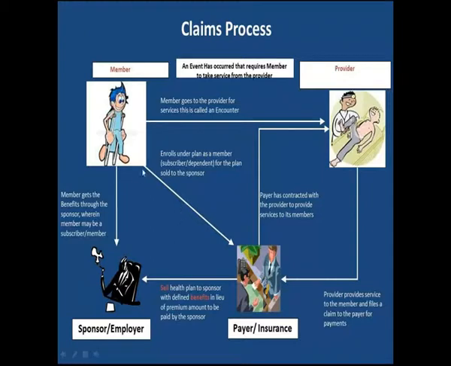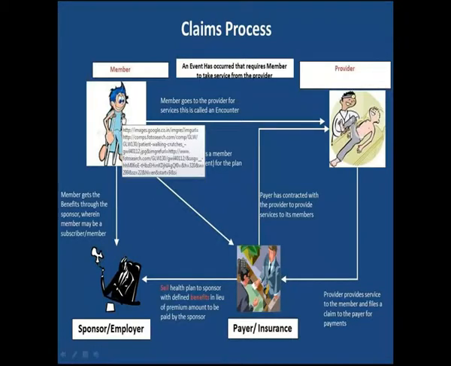And at the same time, you can see the relation between the member and the insurance company: the member is enrolled under a plan as a member, subscriber or dependent for the plan sold to the sponsor. So if the doctor is submitting this claim, the member should be enrolled with this insurance company, and even the provider should be in contract with the insurance company. These two are the prerequisites to submit the claim. When the provider submits the claim, the insurance company will adjudicate the claim and determine the benefits, and based on the determination it will pay the provider, and if there are any expenses paid by the member, it will reimburse the member as well.